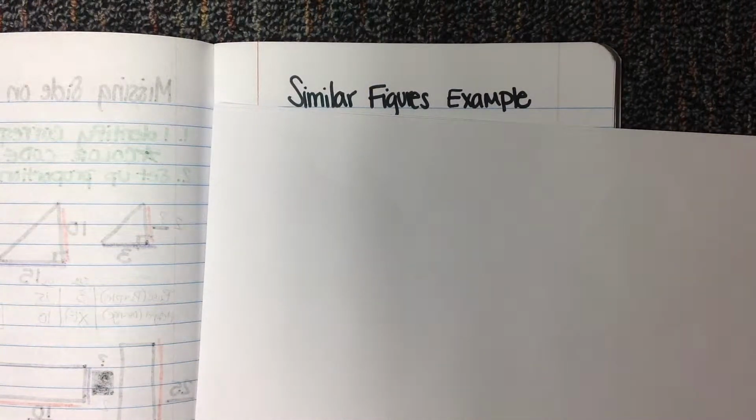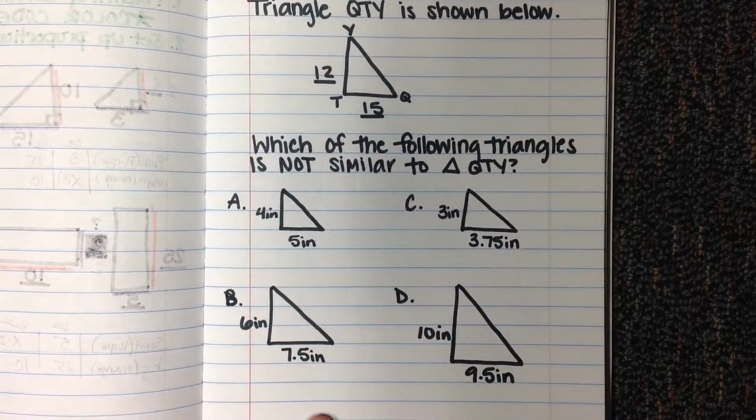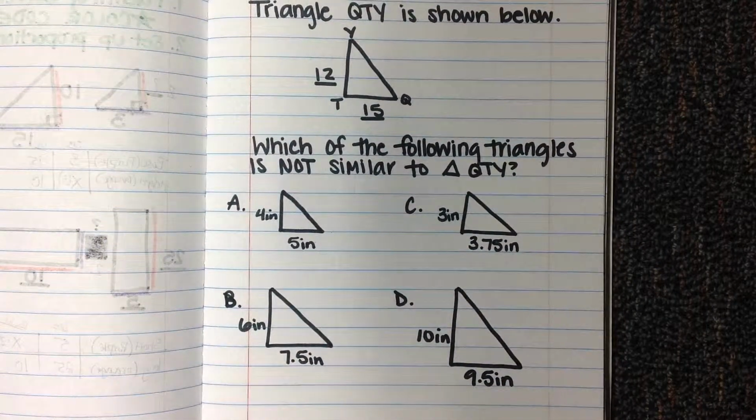Hello students. Today we're going to look at an example together of similar figures and how to find a missing side with similar figures. Go ahead and copy this entire problem down and then we're going to work together to solve. I want you to have the whole thing copied before we begin.